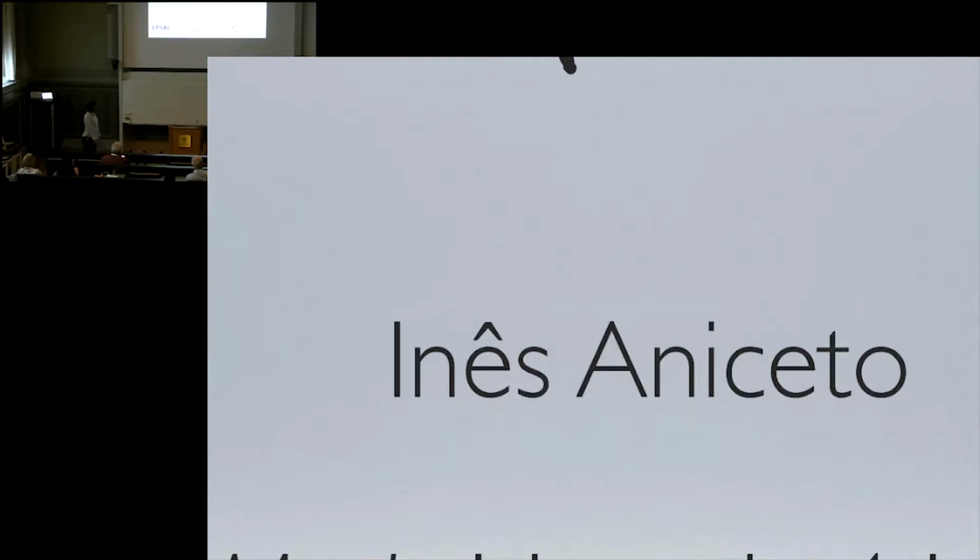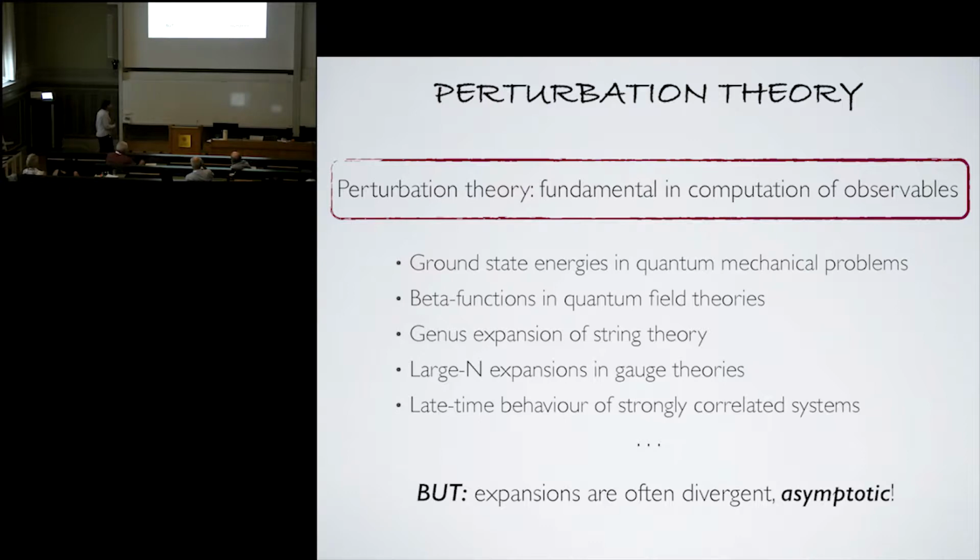So I will be talking about my work on asymptotics and how you can actually get exact results from asymptotic behavior in perturbation theory. We have many different techniques to learn about systems and observables in physics, but in order to compute many observables explicitly, we still rely a lot on perturbation theory, hoping that it will still give us some hints of the analytic behavior of our observables. And this is true from energies in quantum mechanics to large N expansions in gauge theories. But it does happen that often these expansions are actually divergent.